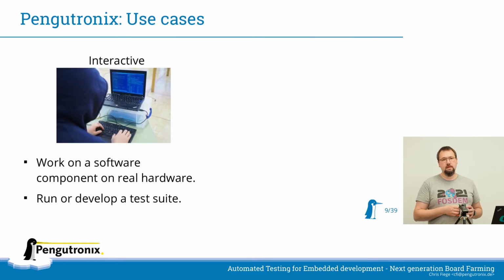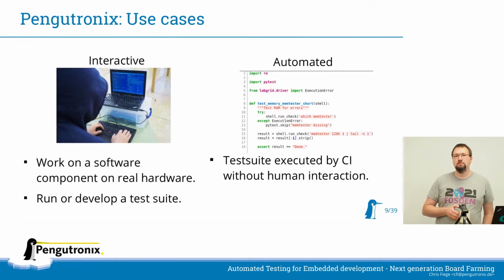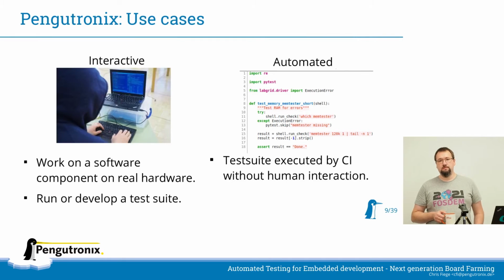The other thing he may do is develop a test suite for those customers where we have a test suite or where we have agreed to have a test suite. That's done interactively, and once the test suite is ready, you can start to automatically run these test suites by CI. And that's what we do in the automated use case. We take our test suites and let them be executed by our continuous integration without any human interaction.